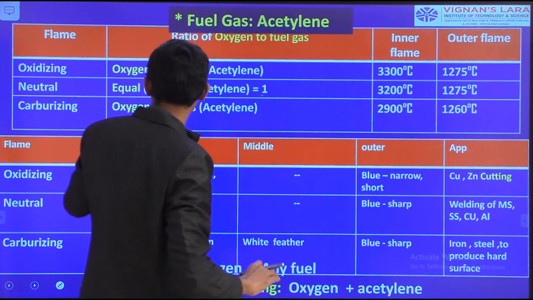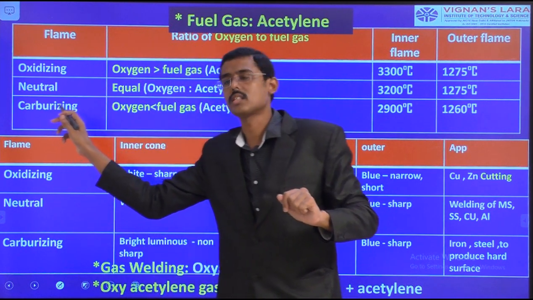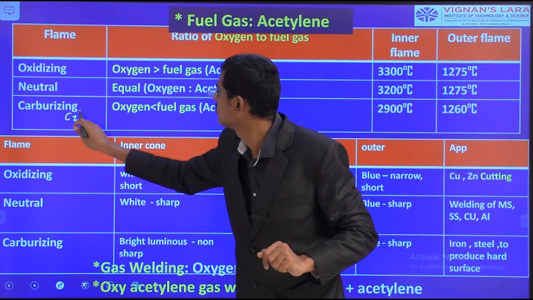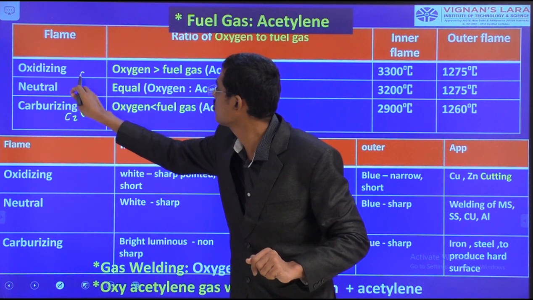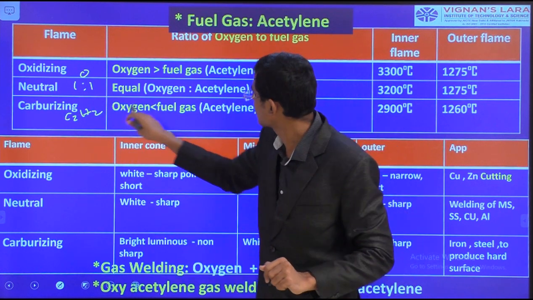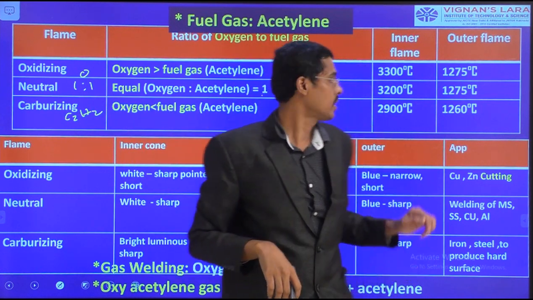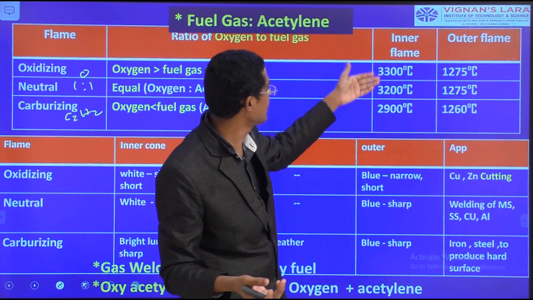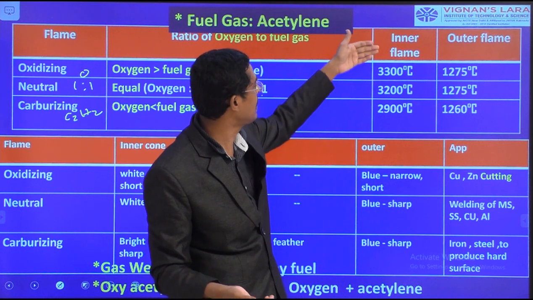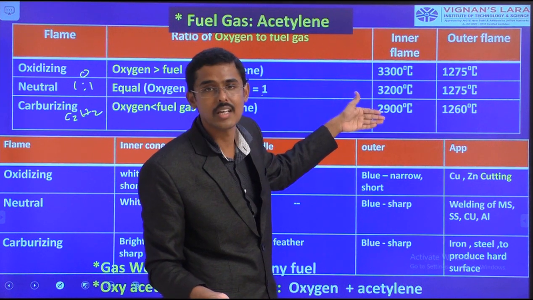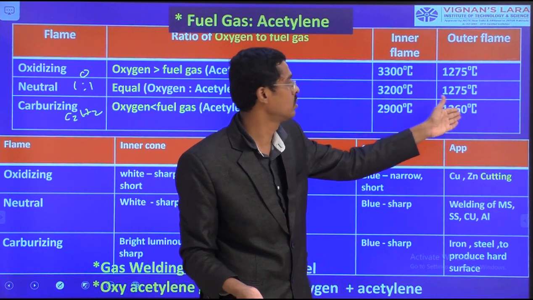And now again, the third one, the carburizing. What happens here? Carburizing, C2H2 is to be higher, oxygen is less than the fuel gas, acetylene. So the temperature is similarly 2900, for heat treatment only. So it is the last one. Carburizing is lower in temperature than the oxidizing and the neutral flame, 2900 degrees centigrade. The outer cone is also 1260 degrees centigrade.